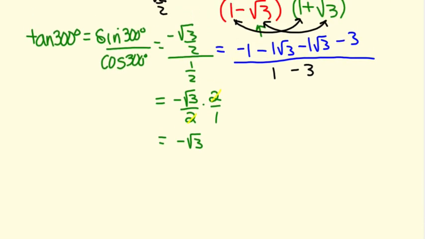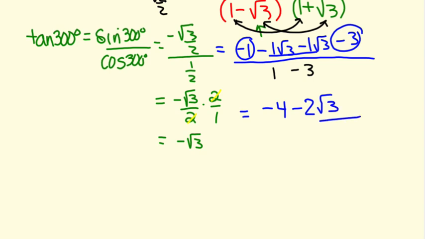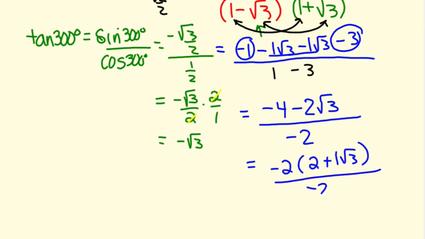All right, so let's simplify this. Negative 1 and negative 3 are like terms, so that becomes negative 4. And then negative 1 square root of 3, negative 1 square root of 3 is negative 2 square root of 3. And then all over, 1 minus 3 is negative 2. If you wanted to simplify it a little farther, you could take out a negative 2. So you're left with 2 plus 1 square root of 3 all over negative 2. And then how that helps us is those negative 2's cancel out. So your final answer then for the tangent of 255 degrees is 2 plus the square root of 3. Exactly.